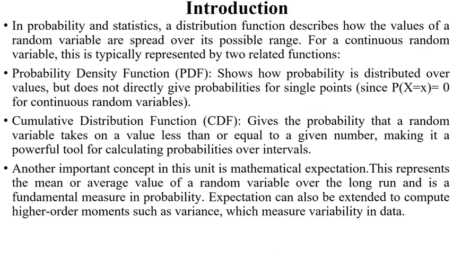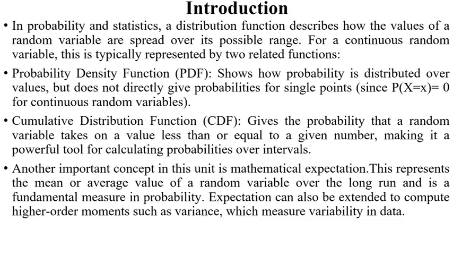What is the usefulness of the probability density function? The probability density function shows how probability is distributed over values, but does not directly give probabilities for a single point. Because I told us that we use probability mass function for discrete, while we use probability density function for continuous. So the probability density function works with a range or interval. It shows how probability is distributed over values within a range or interval, but does not directly give probability for a single point since it is uncountable.